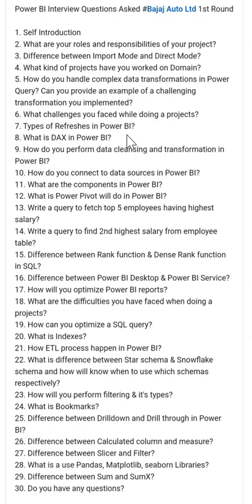And the eighth question is, what is DAX in Power BI? You know that DAX is a formula language, and it is an advanced version of Excel formulas, and in that we can use more and more types of functions. Common functions also, or advanced level functions also we use here.